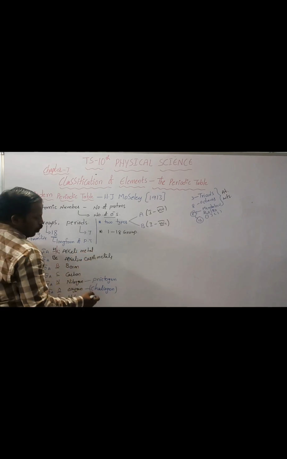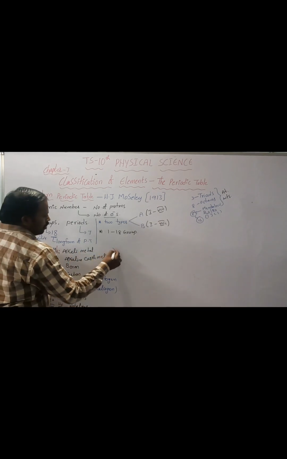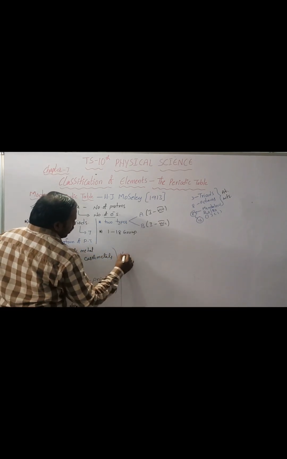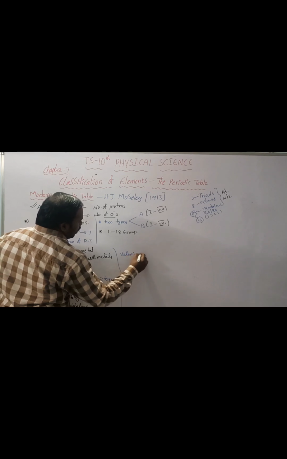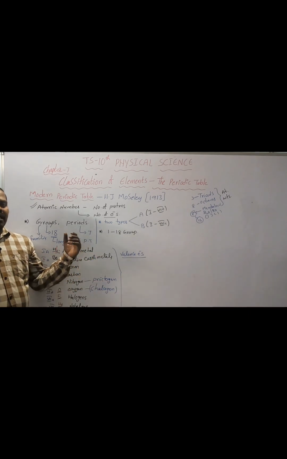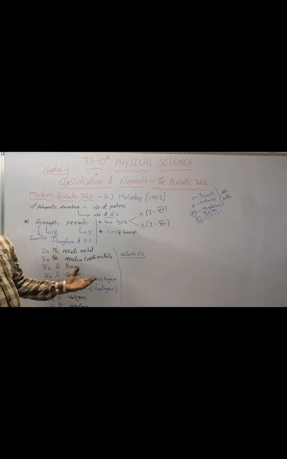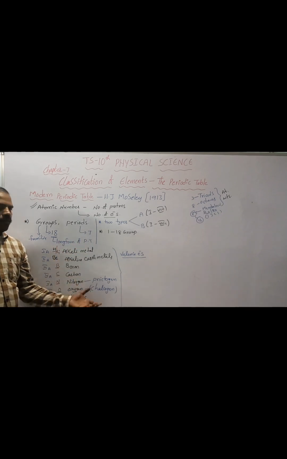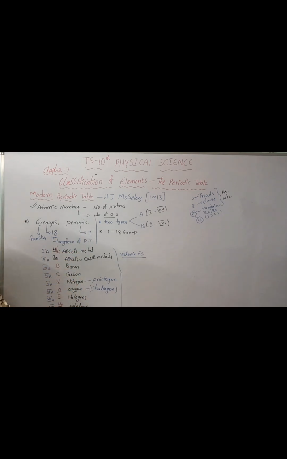All these groups are based on valence electrons, the electrons in the valence shell. He checked that every group of elements has a similar electronic configuration, and based on that he arranged these groups and families. Next, coming to the periods.